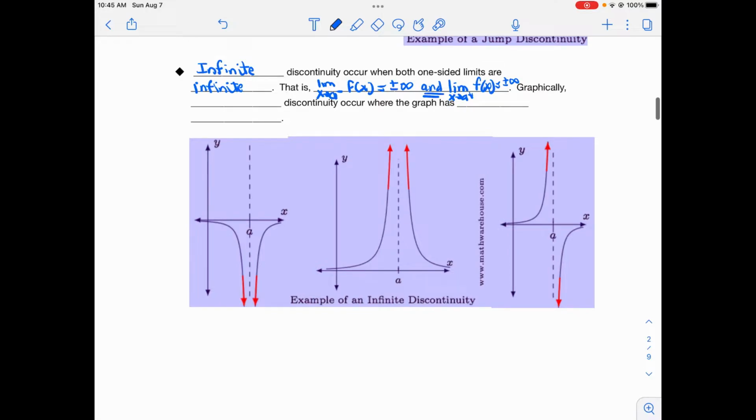Graphically, infinite discontinuity occurs when the graph has vertical asymptotes.